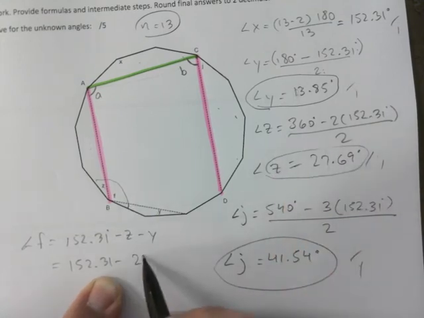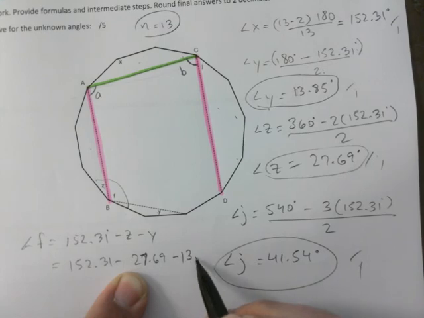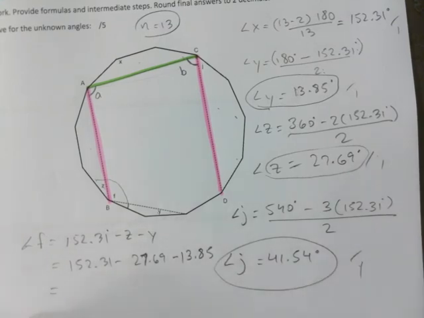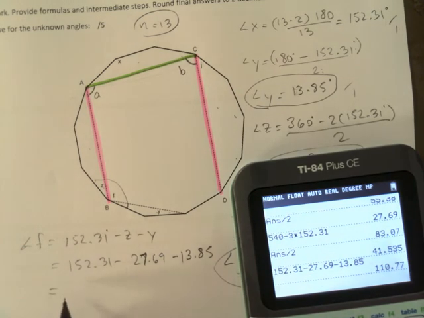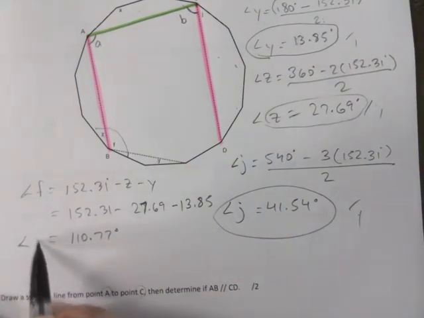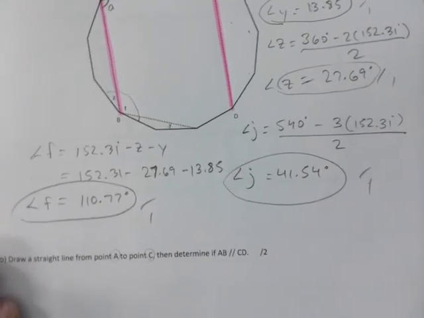So Z is 27.69. Minus Y is 13.85. I need to calculate this. Minus 13.85. There we go. 110.77. How are we doing there? So far, so good. So angle F is also done. So that's where the 5th mark comes in. And these are very much follow-through. So if you make a mistake up top, you still can earn marks as you go down, right? You'd be surprised how many marks you can score.